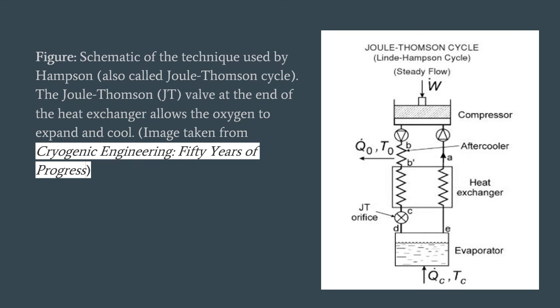So here's a schematic of the cycle used by Hampson. The oxygen is compressed, passes through an aftercooler, which is a type of heat exchanger, and then passes through another heat exchanger, which exchanges heat with the oxygen flowing through the other side, then passes through a Joule-Thomson valve where it expands and cools. And then the liquid oxygen condenses near the evaporator, and whatever doesn't condense into a liquid passes through the evaporator and continues through the cycle.